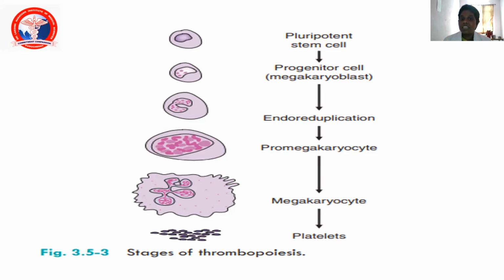So what is the lifespan of the platelet? The lifespan of the platelet is around 10 days. And what happens to the platelet after these 10 days? The older platelets are killed by the process of phagocytosis by the tissue macrophages which are present in the liver and spleen. So what is the fate of these older platelets? They are killed by tissue macrophages.